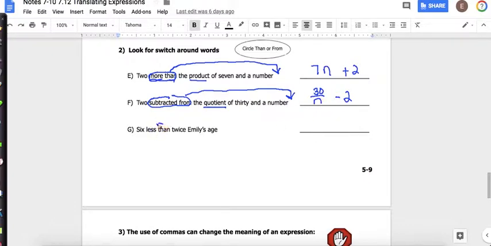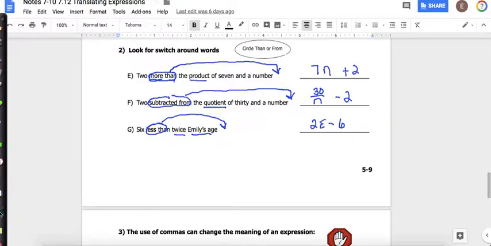Now, 6 less than twice Emily's age. So 6 less than, I'm going to send that 6 to the end, so minus 6 at the end. And how do I write twice Emily's age? I'm going to use 2e, e for Emily.